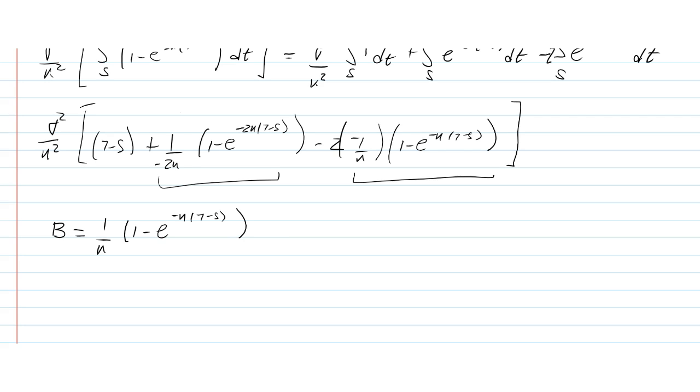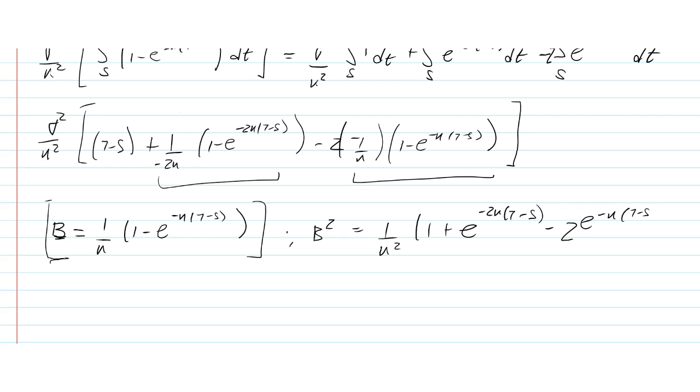We did this before. So we want this B to appear, and we also want a B squared to appear, just to leave everything in terms of B and B squared. So if you square this B, you'll see that three terms appear. Remember, first one square, second one square, and then the difference of 2 times one times the other.